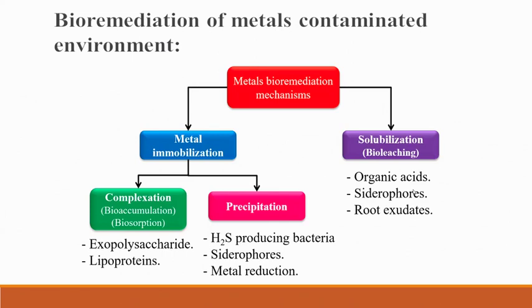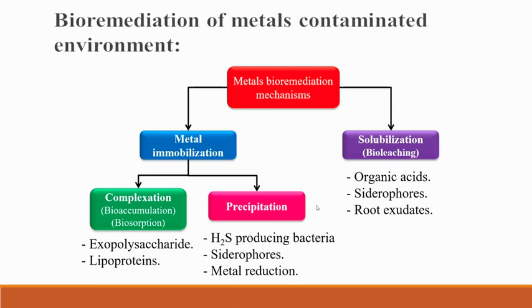Now, bioremediation of metal contaminated environment. So in metal, the mechanism is that it uses metal immobilization or metal solubilization, or what we call biobleaching. Now, you can use organic acids, siderophores, and root exudates. Okay, can actually help to solubilize these metals.